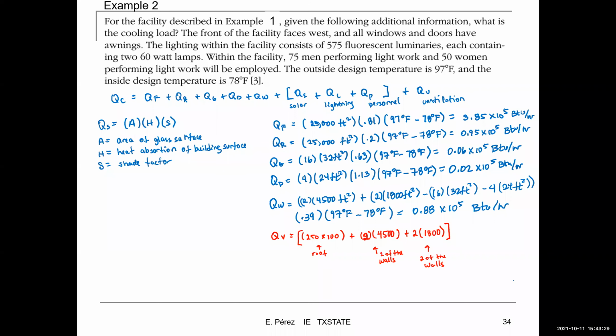And all that multiplied by the U factor, times the difference between the temperatures. So this is 97 degrees Fahrenheit minus 78 degrees Fahrenheit. And this QB equals 1.43 times 10 to the 5 BTUs an hour.